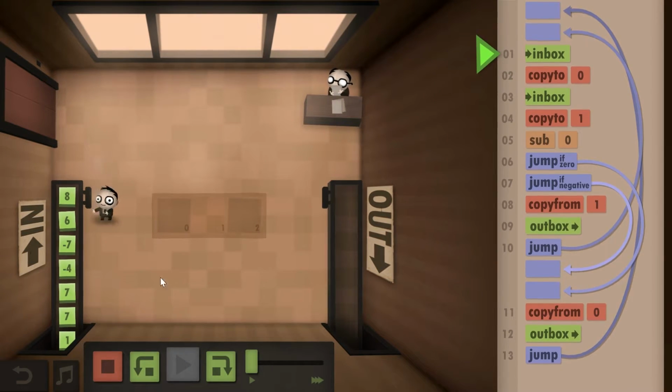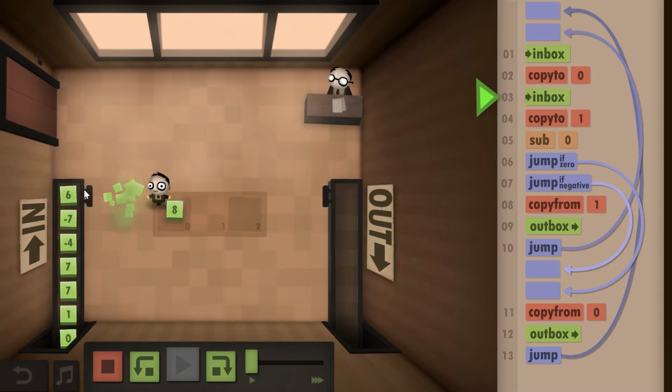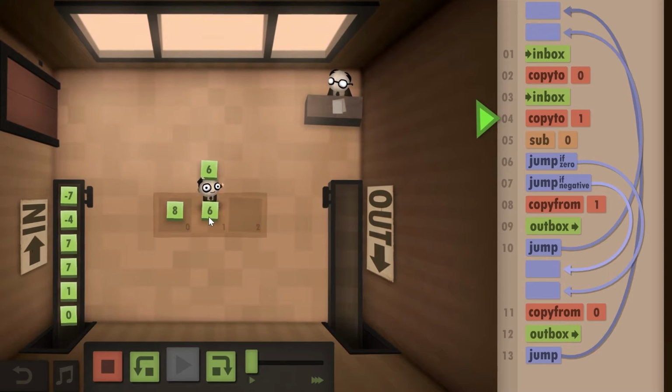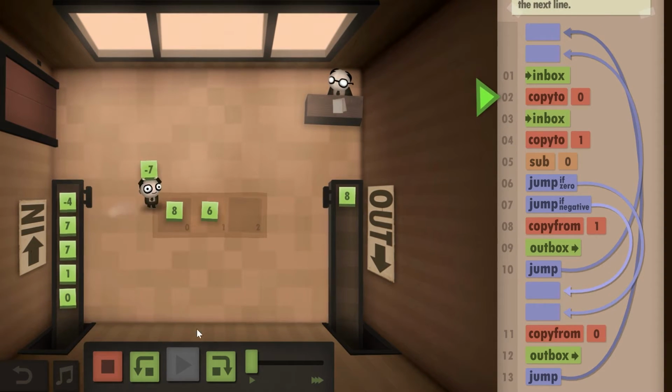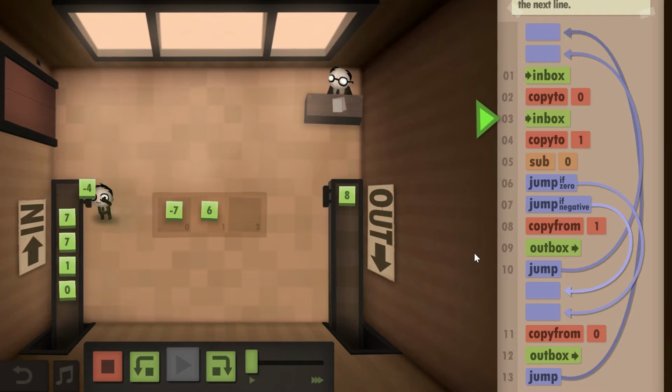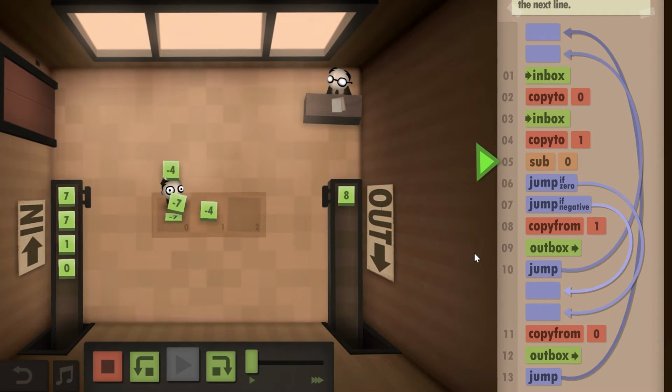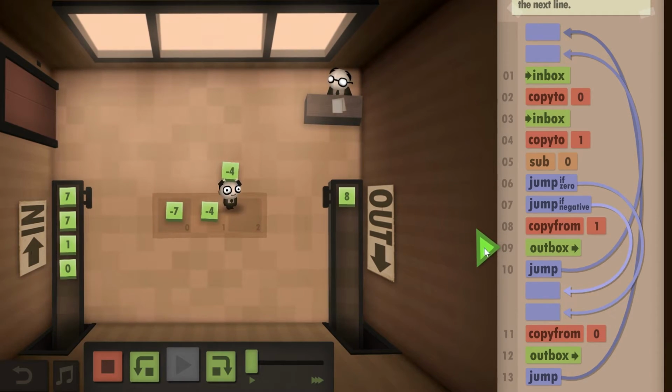So basically, here we go, 8 and 6. Subtract them. If it's negative, I pick this number. If it was positive, I would pick the other number. And this kind of solves it, but it doesn't solve it perfectly though, so I'm gonna show you a better solution in a second. So here we go.